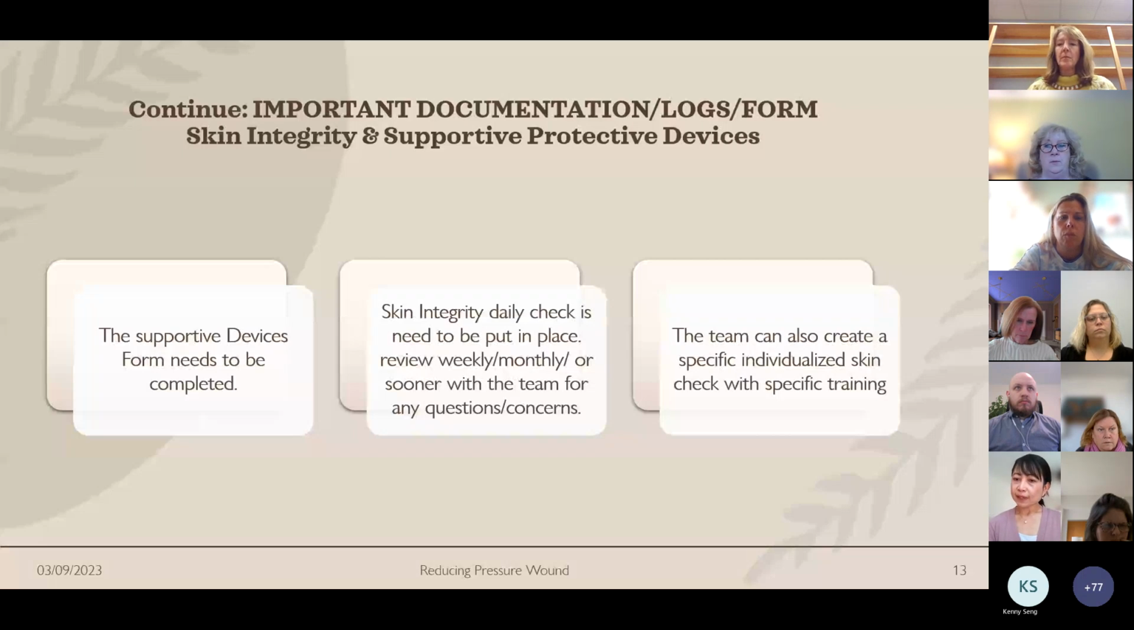It can be from their PCP, from OT, PT, or, if related to a respiratory or allergy issue, from their allergist, or from their respiratory specialist for CPAP, or from their GI if the member has a G-tube, or some other medical safety supportive devices. A skin integrity daily check needs to be put in place.